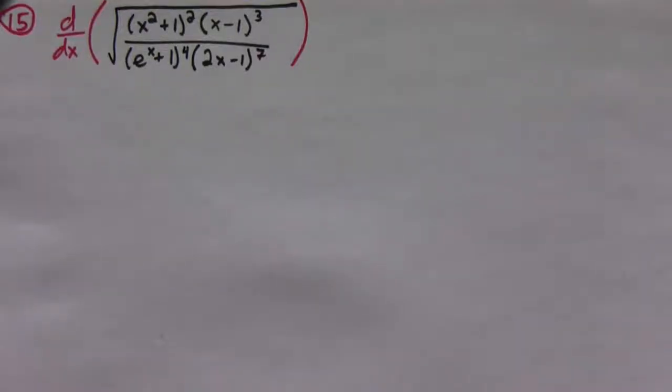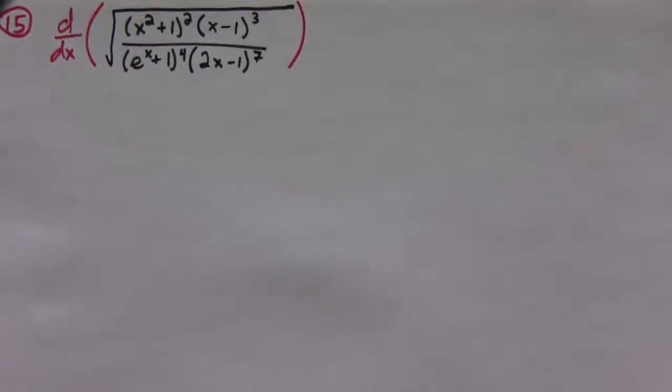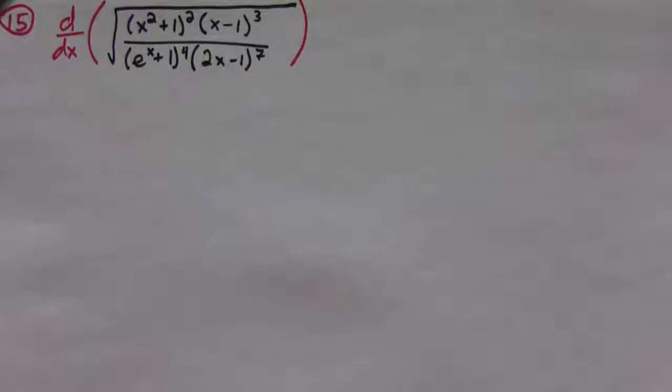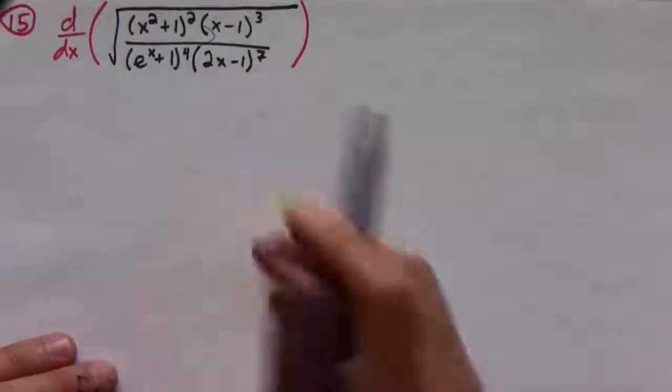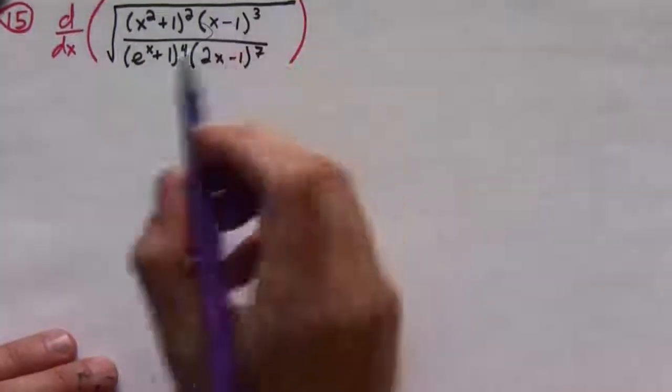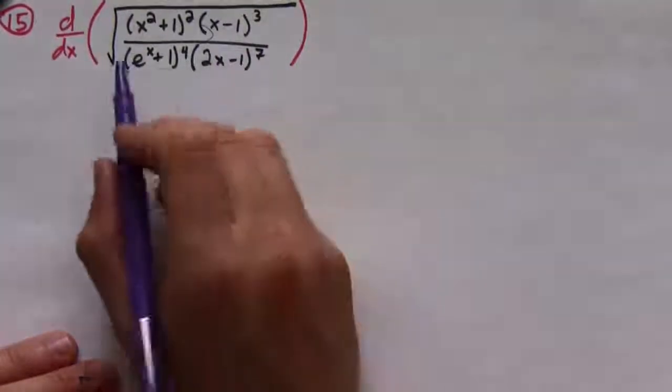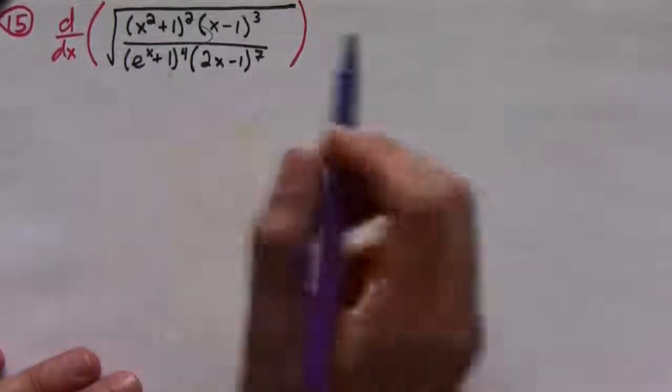Okay, now this is a very, very interesting problem. You can tell that if you tried to do this by using brute force, it would be a terribly, terribly bad time. So what other option do we have? Well, what we could do is use logarithmic differentiation, and it's very helpful whenever we have lots of products and quotients and chain rule situations. So I'm going to show you how to do that.